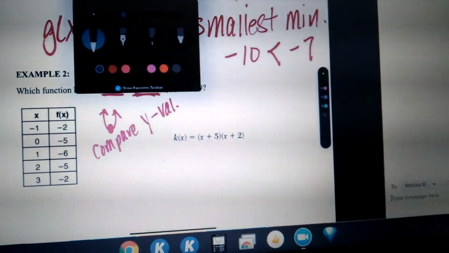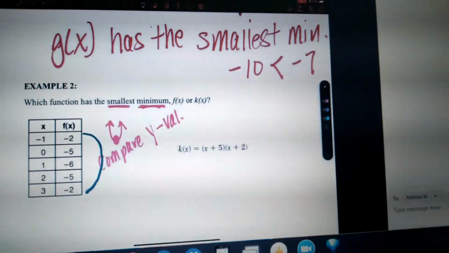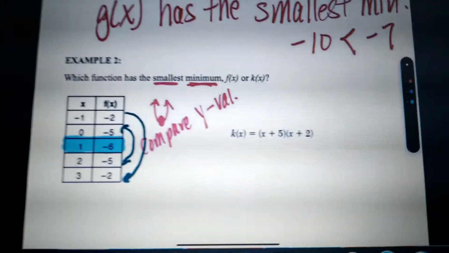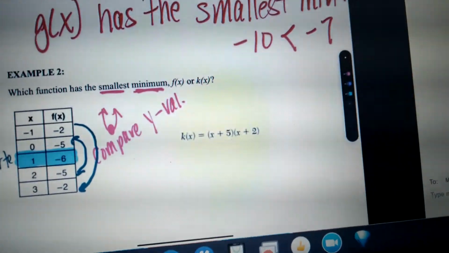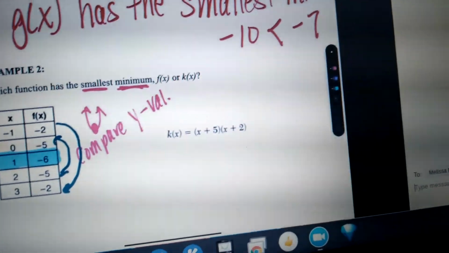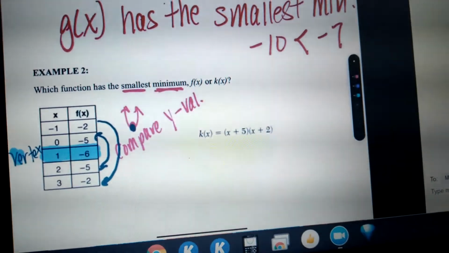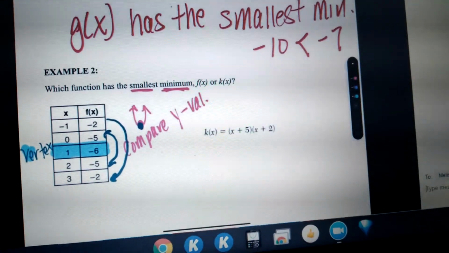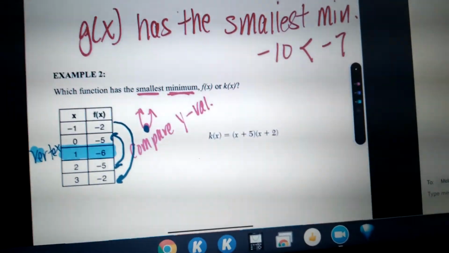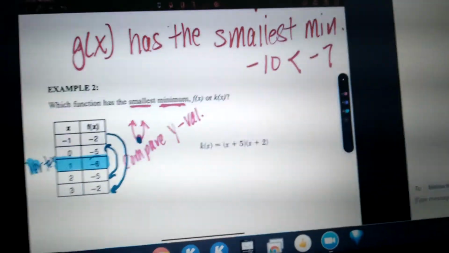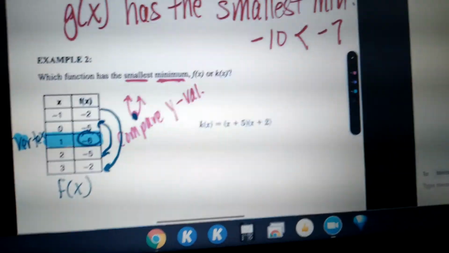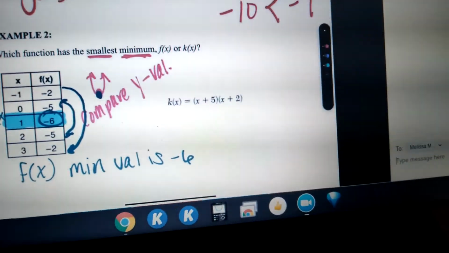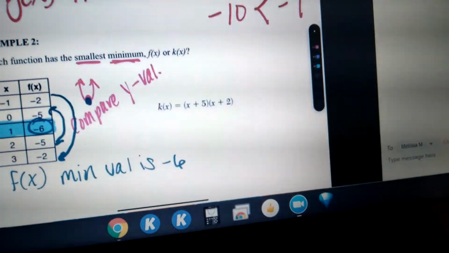So I look at the table first. I see -2, -2, -5, -5. And then I know this is my vertex. Everybody understand? Yes? I know my minimum point is my vertex. Everybody understand? Good. So what do I know? The minimum point for the table? Yes. For this one, for f of x, the minimum value is -6. Everybody comprende? Good. So now what do I do about k of x?